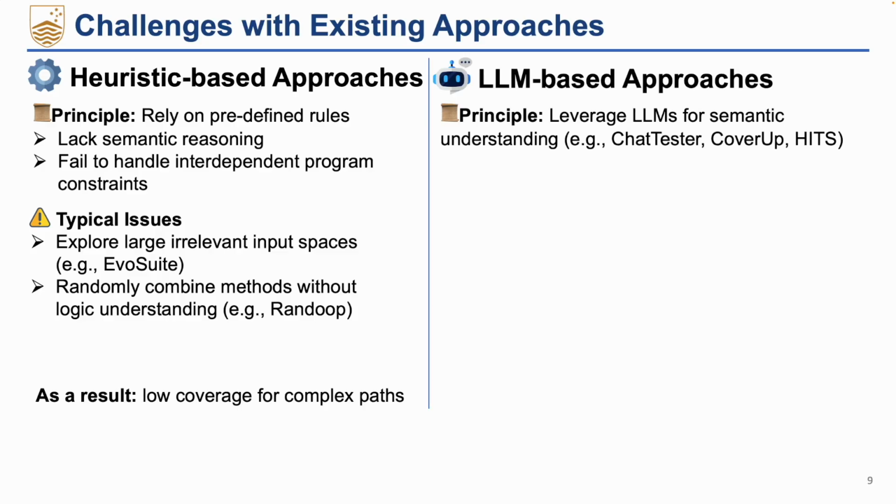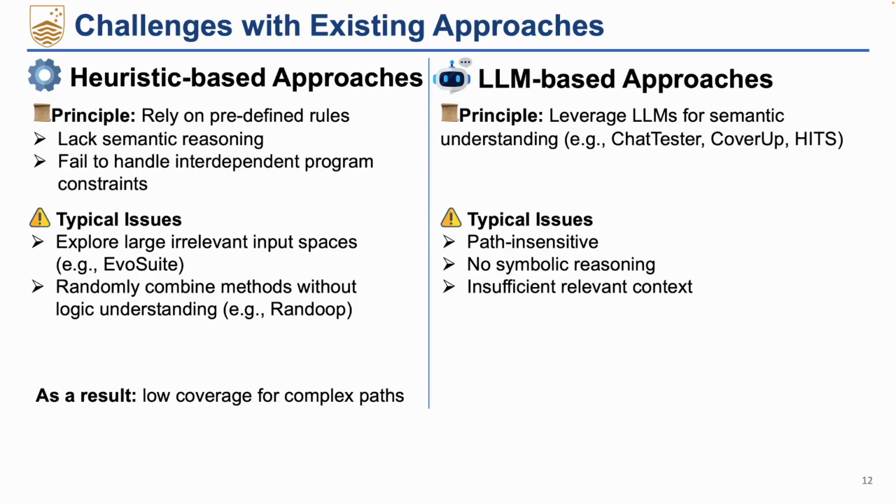Recently, researchers have leveraged large language models' semantic understanding to generate tests. For example, ChatTester, CoverUp, and HITS. However, current LLM-based approaches are path insensitive, which hinders reasoning about control flow branches. In addition, they lack symbolic reasoning abilities, making it difficult to handle tests that require precise program behavior.